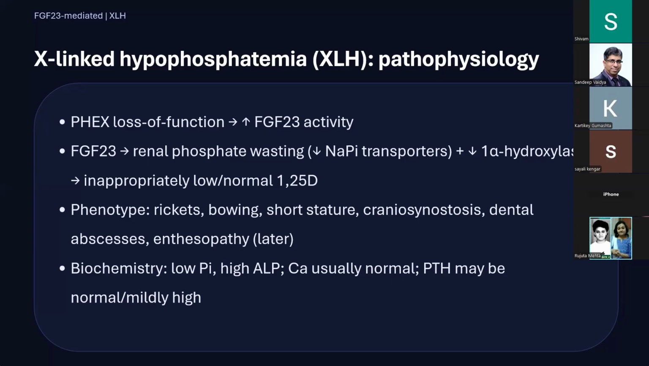And rickets basically shows the same clinical features that we discussed earlier, along with craniosynostosis and dental abscess. And in later stages, enthesopathy can also occur. Biochemically, vitamin D3 can be low, but there will be very low levels of phosphate and high alkaline phosphatase. Calcium can be normal, and if calcium is normal, PTH is also going to be normal.